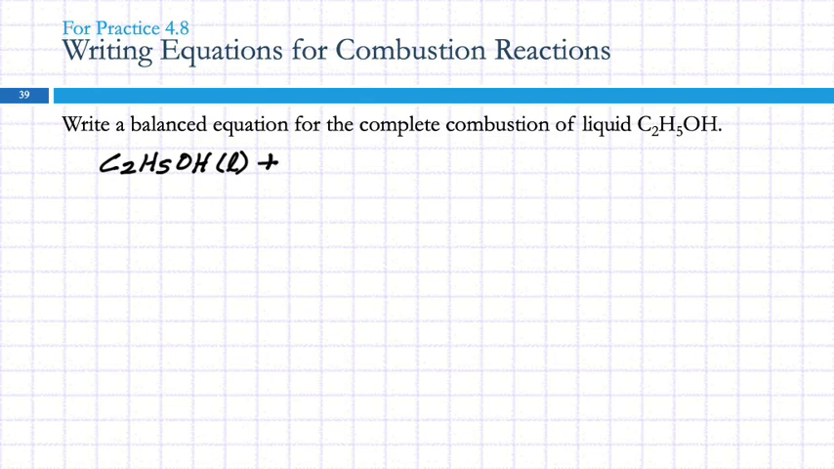What's the other reactant for combustion? Oxygen. It's O2 because oxygen is a diatomic element. And what are the products? CO2, which is a gas, and water. And this will be a gas also because these reactions are hot, and so the water will be in the gas state.